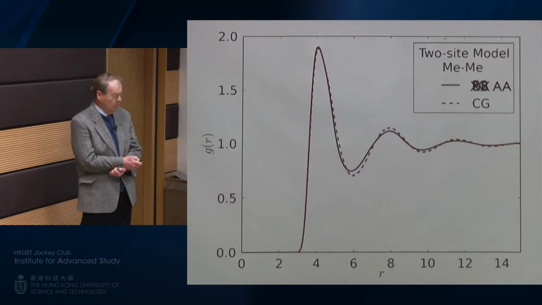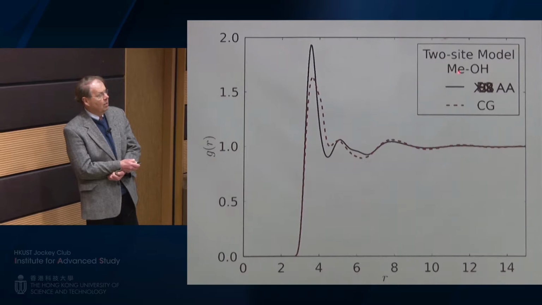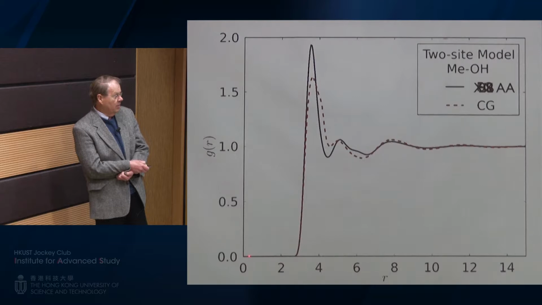We could look at a methyl on one molecule and a hydroxyl on neighboring molecules. So if this is the center of mass of the methyl group on one molecule, where are the surrounding hydroxyl groups? Turns out there are none at very small distances because of the repulsive forces. Then there is a peak here at about 3.5 angstroms, and a little sub-peak here, another peak, and so on.